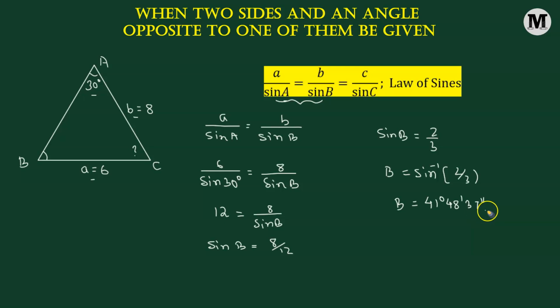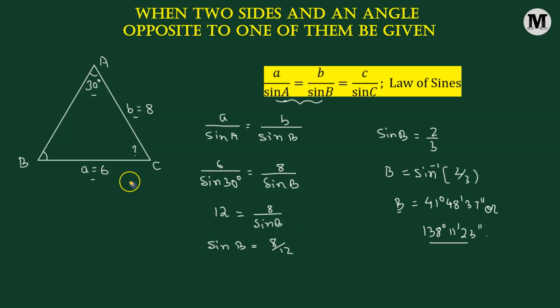However, this is not the only possibility. There is also another measure for angle B such that sine of B equals 2/3. The other angle is 138 degrees, 11 minutes, and 23 seconds. So these are the 2 possible values of angle B, because we found that 2 triangles are possible. One triangle has a B measure of 41 degrees, 48 minutes, 37 seconds, and the other has a B measure of 138 degrees, 11 minutes, and 23 seconds.